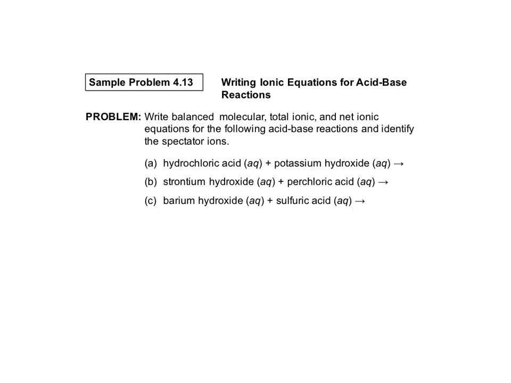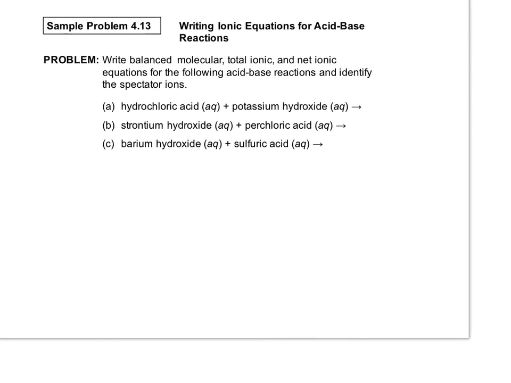Sample problem 14.3 is very similar to the precipitation reactions we were doing earlier in Chapter 4 when we were writing those balanced equations, ionic equations and net ionic equations. We can do the same thing with acids and bases because those things will dissociate, right? A strong acid will dissociate completely to form ions. So let's see. A part says it wants us to write a balanced molecular, total ionic and net ionic equation for the following acid-base reactions and identify the spectator ions.